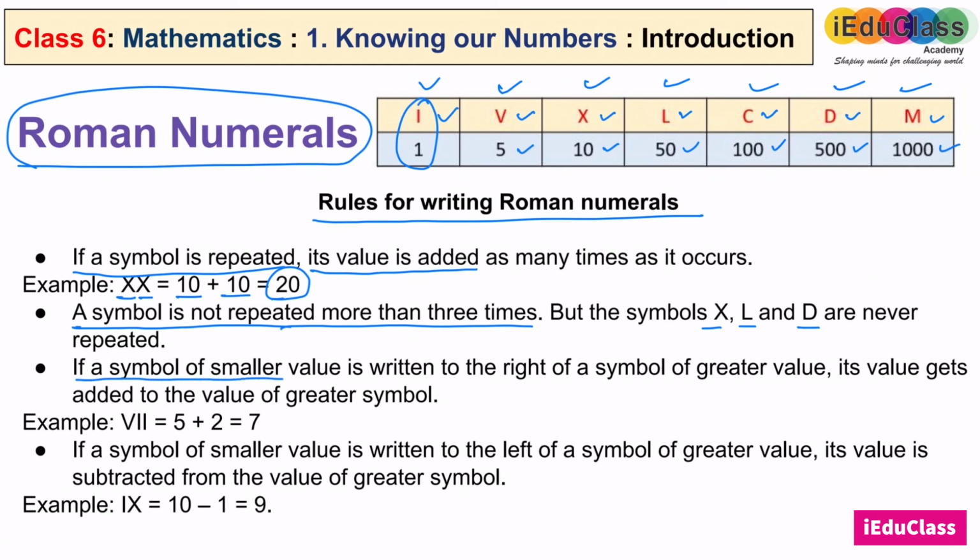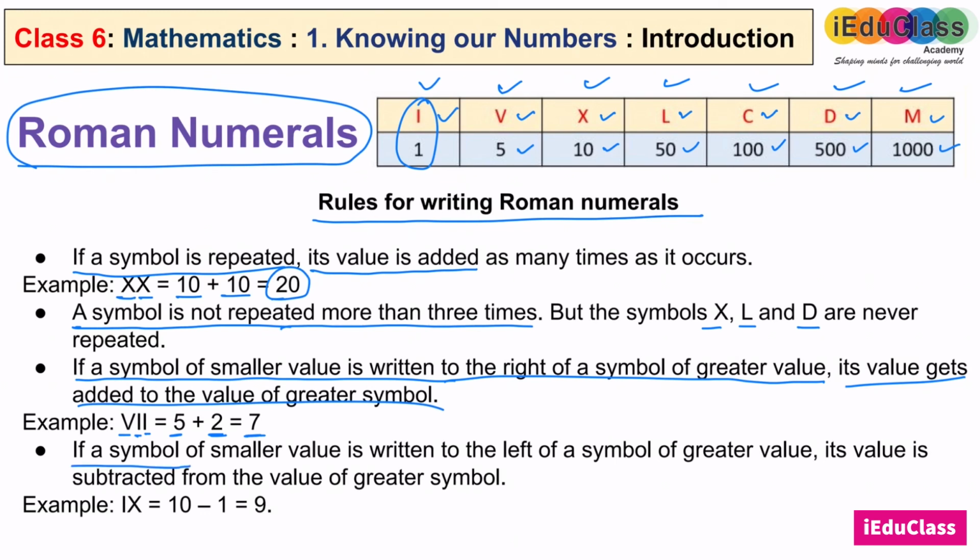Symbol of a smaller value is written to the right of the symbol of greater value. Its value gets added. For example, V. After V you have written 2 I. V means 5. So if you are writing I at the right side, you have to add 2. That means 5 plus 2, 7.